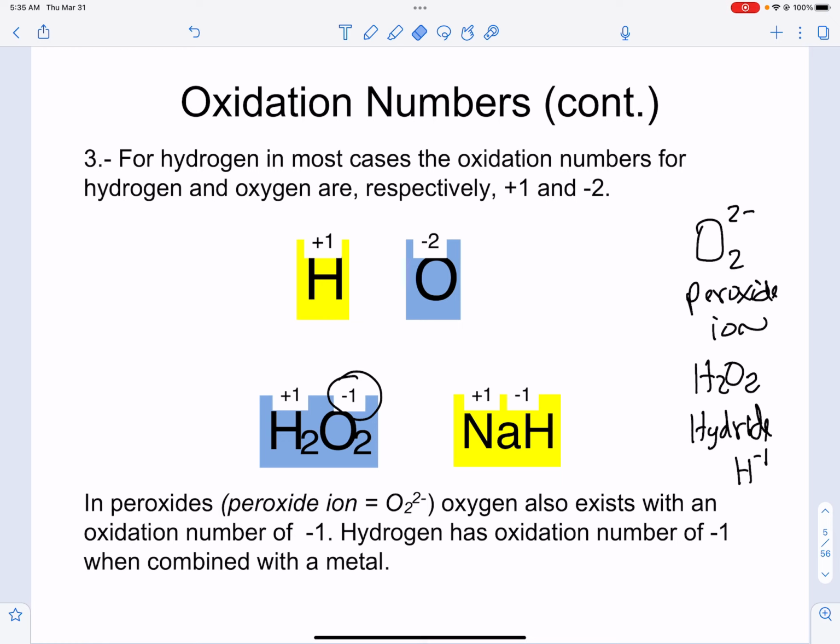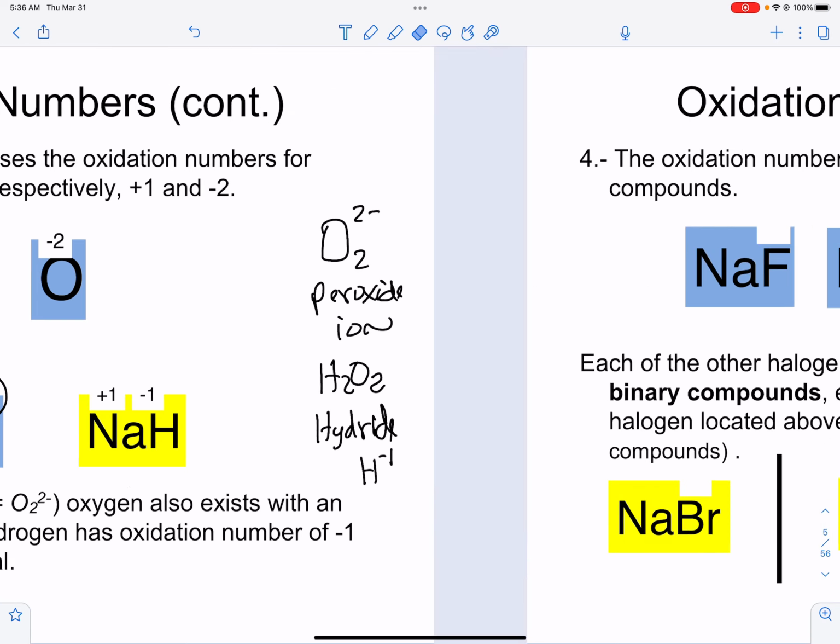So rule number one, elements by themselves, 0. Ions are the same as the charge. Hydrogen is rule number 3. Hydrogen is always +1, except it's with a metal when it will be -1. Oxygen is always -2, except when it's a peroxide when it's going to be -1. So three rules so far.